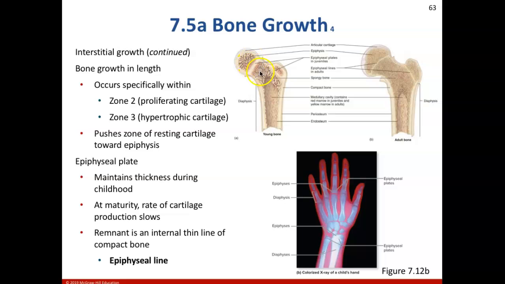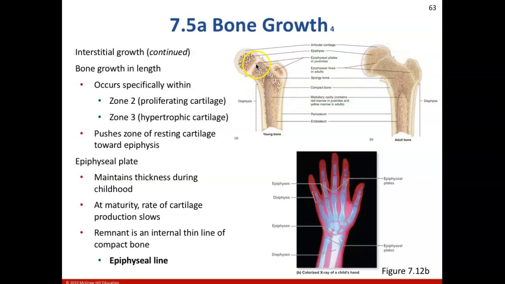So here's a photo of our young bone, and this is of the femur, and we actually have 2 epiphyseal plates here in young bone, and then you could see this one is of adult bone. So that plate is eventually going to turn into an epiphyseal line.